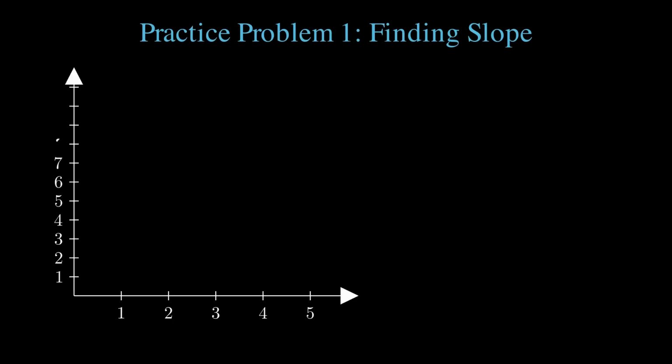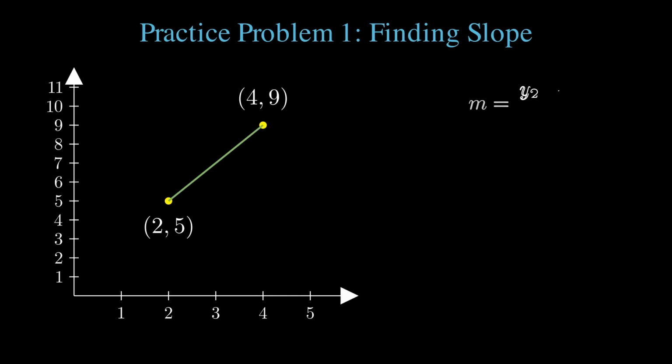First, it's always helpful to visualize these points on the graph. As we can see, the slope will be positive due to the y value going up as the x value increases. Next, to calculate the slope, we use the slope formula. M equals y2 minus y1 divided by x2 minus x1. This formula tells us how much the y value changes for every unit the x value changes.